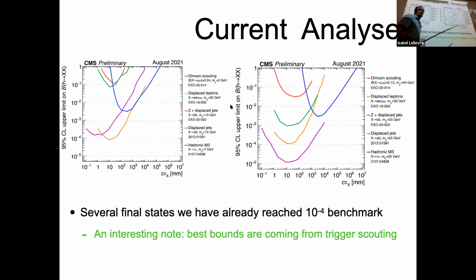So this is a scouting analysis. Scouting is the CMS word for trigger level analysis, so this analysis is done during the triggering process. And long-lived muon identification is not in the trigger at the moment, so we can only go so far.